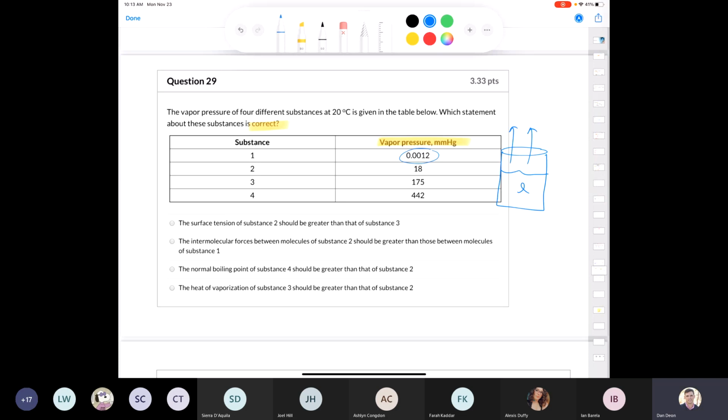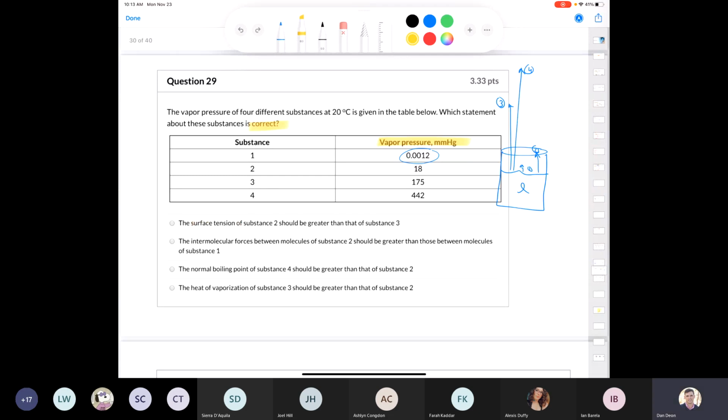Right? Substance number 1 is just barely pushing back at all. This is substance number 1. It's the weakest. If you look at substance number 4, it's the strongest. It's pushing back the most. Then if you look at 3, it's pretty strong. And if you look at number 2, it's a little bit stronger, like that. Okay? So that's how hard they're pushing back against their environment. Now, what they've gone ahead and done here is they've related it to surface tension.